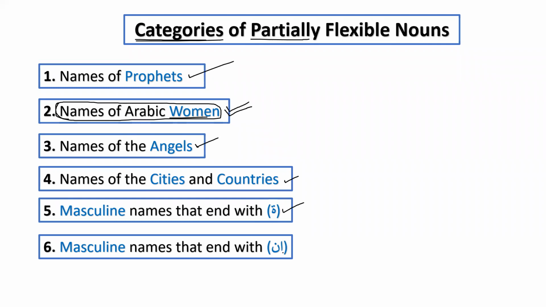And the masculine names that end with alif noon, like Uthmanu, wa Imranu, wa Rahmanu. So the nouns that end with alif noon, the nouns that end with ta marbuta, and the nouns that are masculine are partially flexible. Now, what we need to focus on today: names of Arabic women are partially flexible. And we will talk about the masculine names today, but we are not going to talk about the nouns that end with ta marbuta and alif noon. Only the masculine names, inshallah, we are going to discuss.